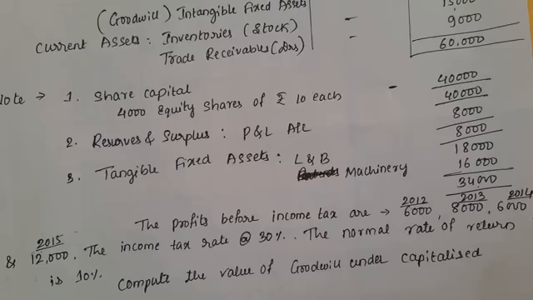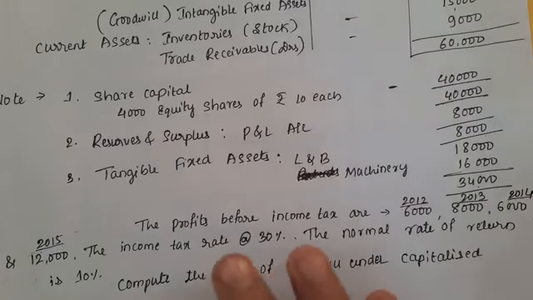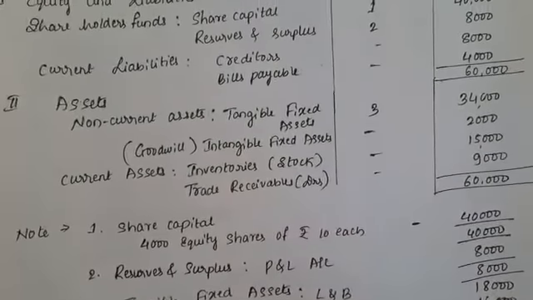The normal rate of return, the reasonable rate of return, is 10%. Compute the total value of goodwill under the capitalized value method. Let's see the discussion of the problem here.